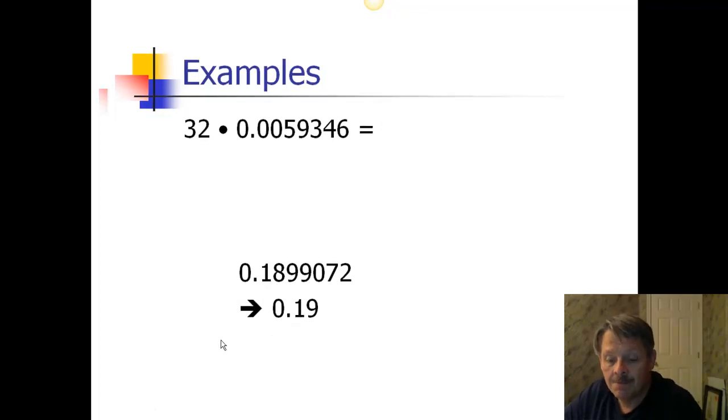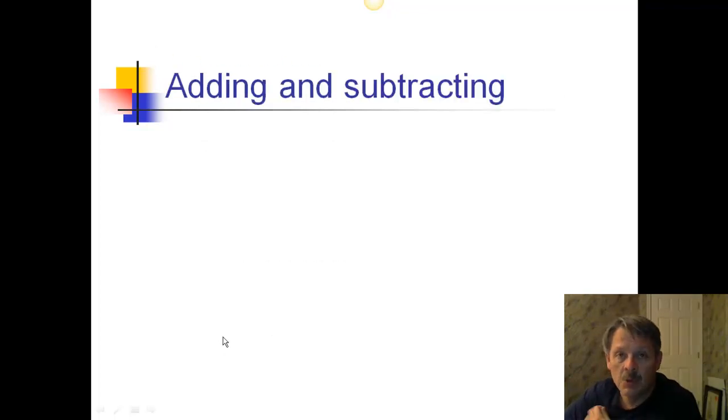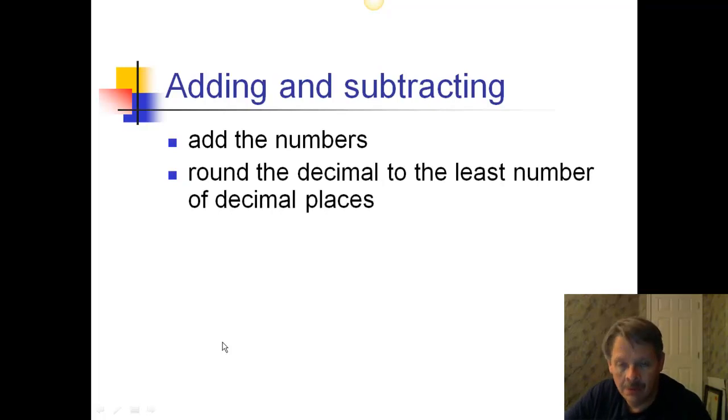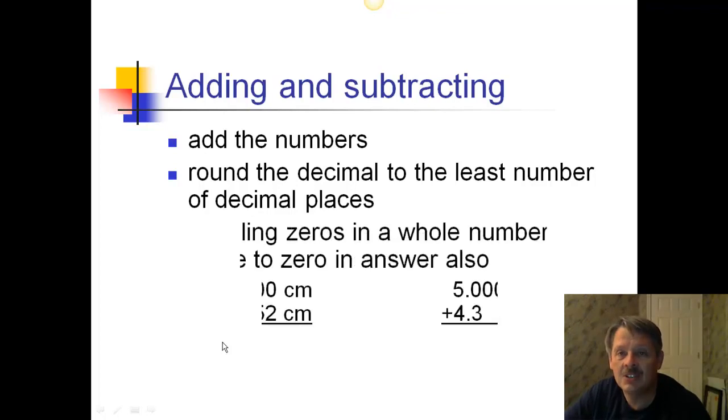Now, division works exactly the same way as multiplication, so I'm going to skip it. Adding and subtracting is completely different. I'll warn you, with adding and subtracting, we are not counting sig figs. And that's what you've been trained to do, but we're not counting them in this case. What we're doing is adding the numbers, just like you'd add them back in grade school. When you were in 3rd grade and you learned to add decimals, that's what we're doing. You round the decimal to the least number of decimal places. Actually, you round it to the digit that has the least significance.